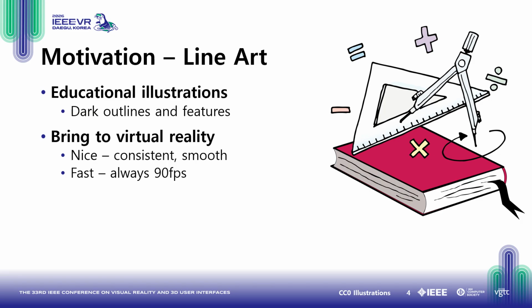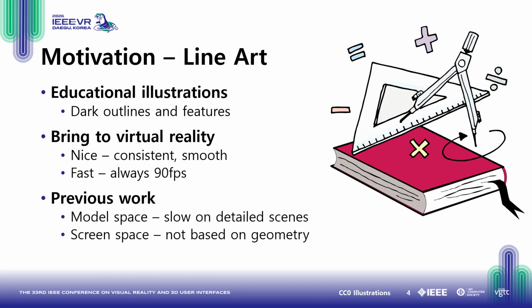Existing work, online rendering, falls into one of two categories: model space or screen space. Model space methods look great on individual meshes, but are incompatible with geometry modifying shaders, and their performance does not scale well to detailed scenes with many triangles. Screen space methods, on the other hand, are only dependent on the number of rendered pixels and therefore fast, but existing work has not yet made noise-free and consistent stereo line art.